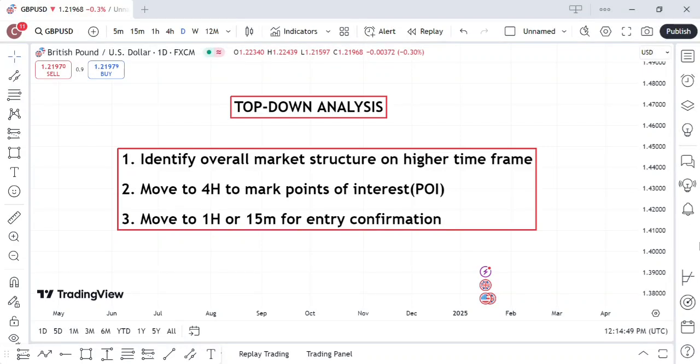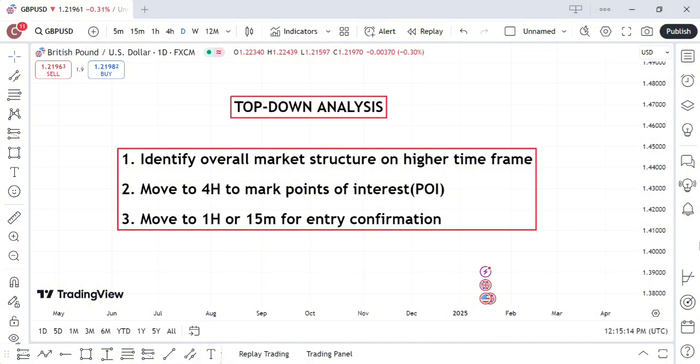Traders, in this video I'll show you how to do top-down analysis, the advanced way to do top-down analysis. And this advanced way doesn't have to be complex or difficult, it just has to be simple. Number one, identify overall market structure on the higher time frame. Number two, move to the 4-hour time frame to mark points of interest. You may ask, what are points of interest?